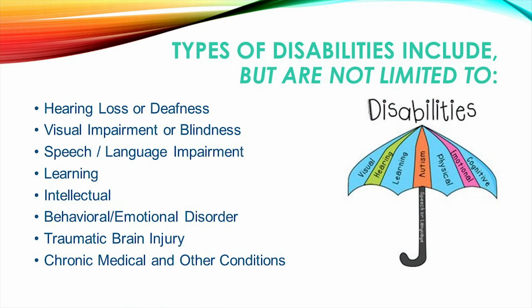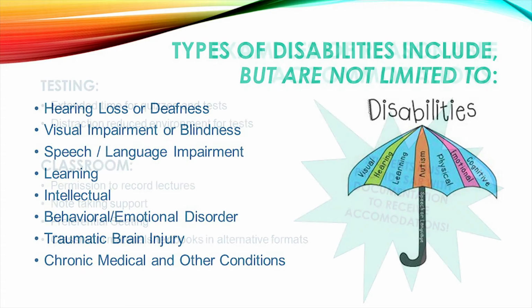There are a wide range of disabilities, and SAR does not limit the types of students we work with. On this slide, you can see some of the common disabilities we see here at Gulf Coast State College. And again, we want to help and are willing to meet with any student who has disabilities to talk about accommodations we can provide to you.